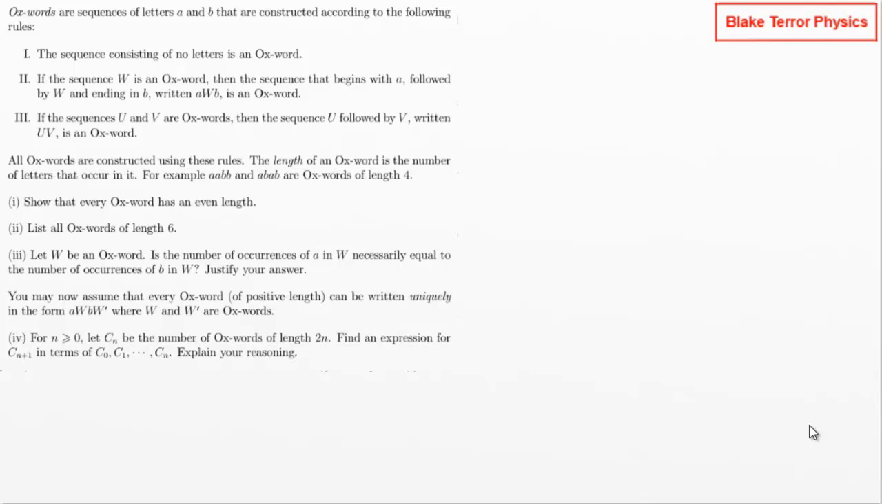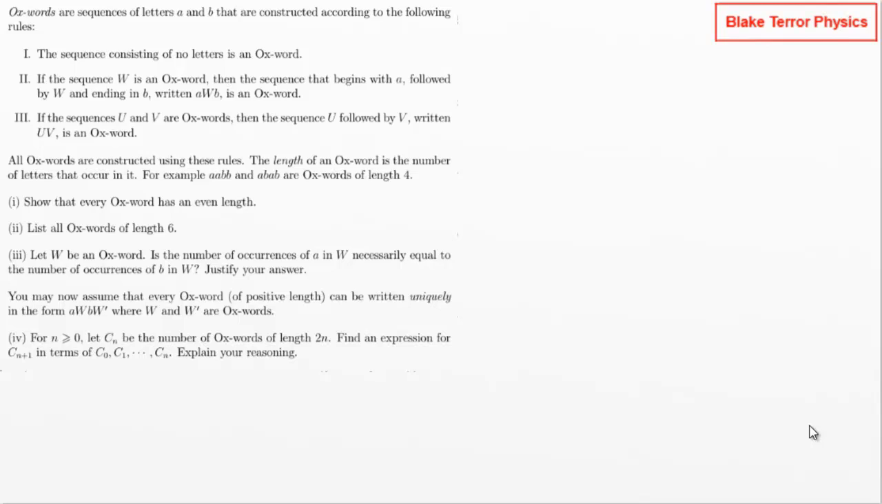Hello, this is question 7 from the 2008 MAT, last one in the paper. Oxwords are sequences of letters A and B that are constructed according to the following rules. 1. The sequence consisting of no letters is an Oxword. Right, so that's our null string.